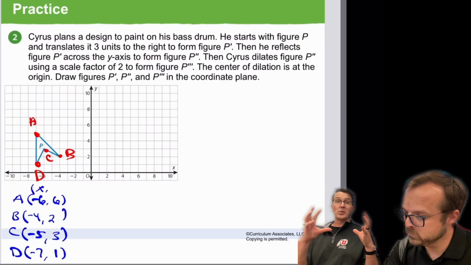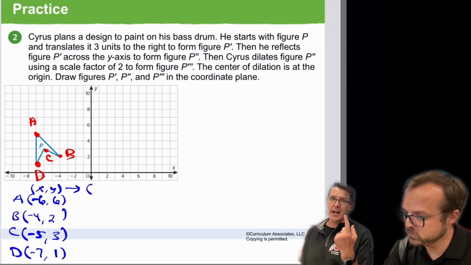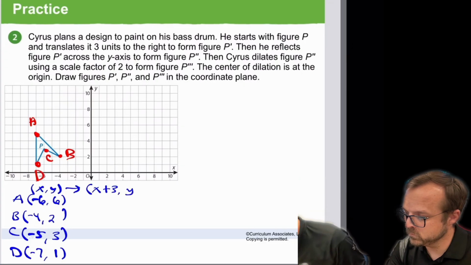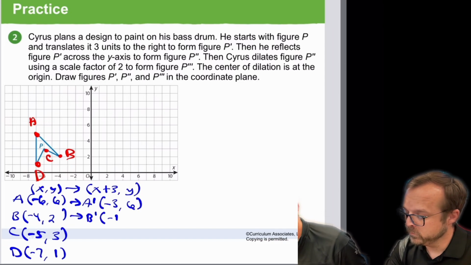All right, and so our first transformation is a translation of 3 units to the right. 3 to the right is when we move the x, not the y, so it'll be x plus 3, comma y. And we're going to go ahead and do that to each point, so that's going to become -3, comma 6. Next one's going to be -1, comma 2. Next one's going to be -2, comma 3. And next one's going to be -4, comma 1.